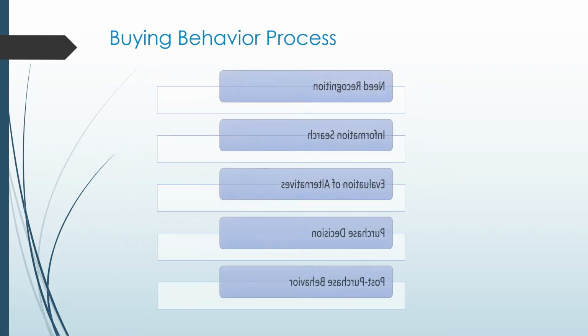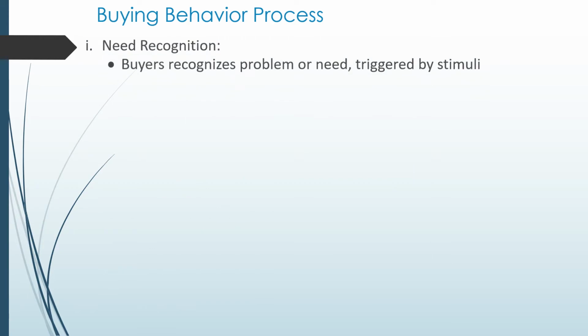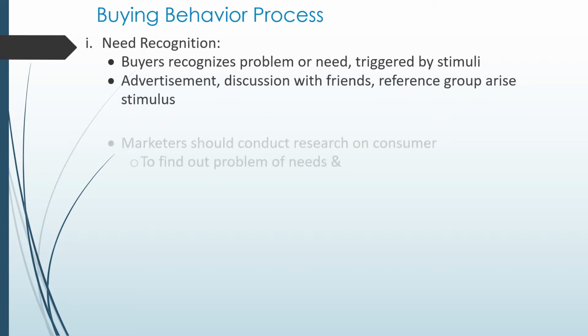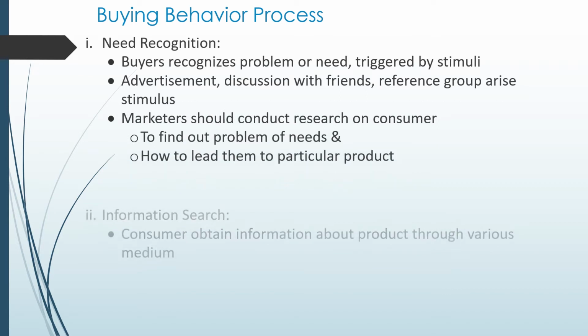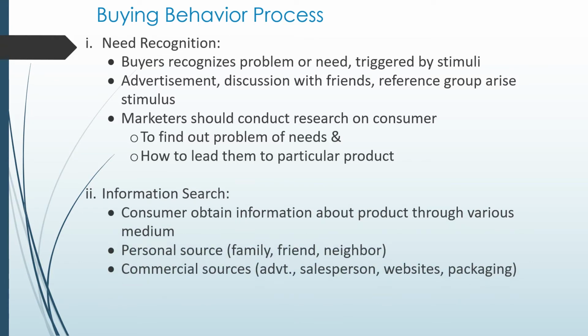Now, the buying behavior process has certain stages: need recognition, information search, evaluation of alternatives, purchase decision and post purchase behavior. Talking about need recognition, the buyer recognizes problems or needs triggered by stimuli. Advertisement, discussion with friends, and reference groups are stimuli. Marketers should conduct research on the consumer to find out the problem or needs and how to lead them to a particular product.